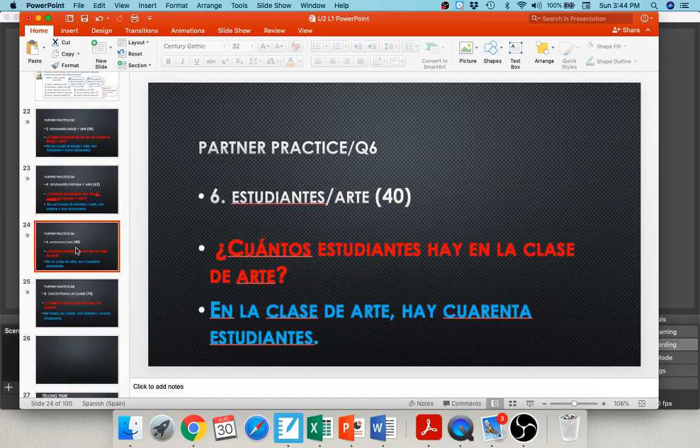Number 6. In 6, we're given the word estudiantes again, students, the class of arte, art, and 40. So we're trying to say that in the class of art, there are 40 students. En la clase de arte, notice we did not use las clases here because there's only one class. En la clase de arte, there are 40 estudiantes. 40 is cuarenta. So en la clase de arte hay 40 estudiantes.